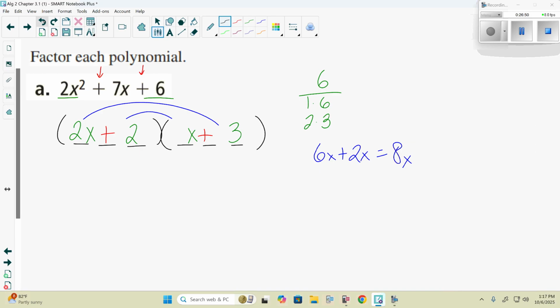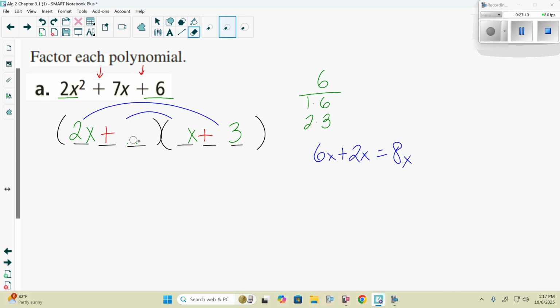So that tells me, if we notice that, well, I don't even have to check this. 2x plus 2 has a greatest common factor of 2. I can look back at the original problem, 2x squared plus 7x plus 6. There's no greatest common factor of 2. So 2x and 2 cannot be in the same parenthesis because there is a greatest common factor of 2, yes?